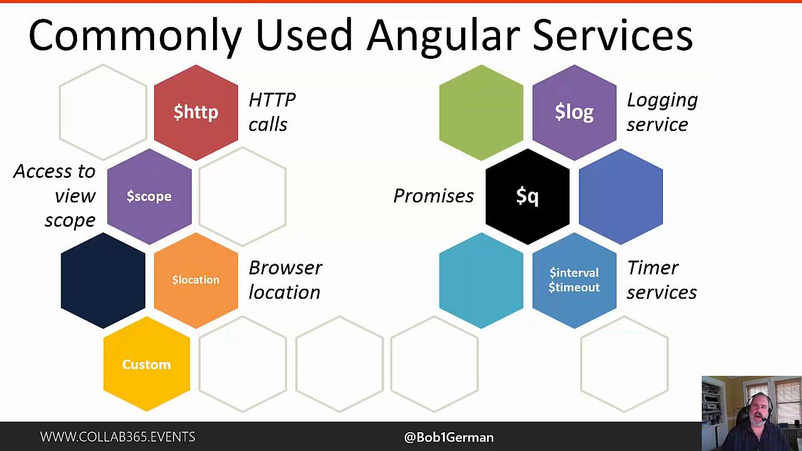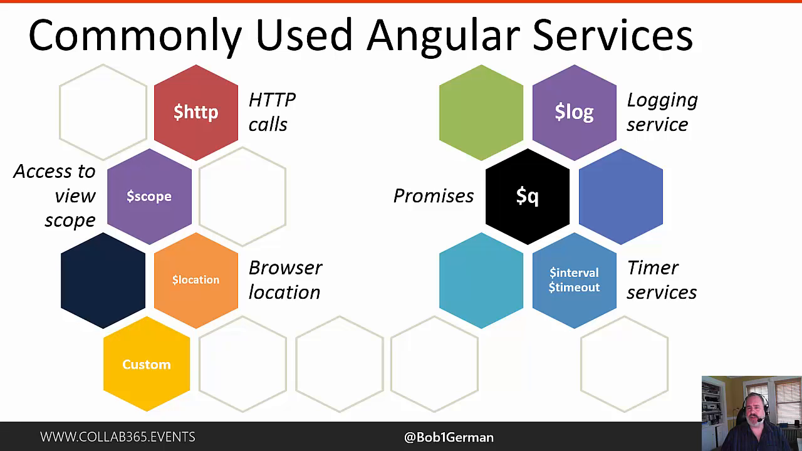Now let's take a look at some of the commonly used services found in Angular. $http is a very handy one. It makes it easier to make HTTP calls, and it works well with the promises object, the $q service, which makes it a lot more manageable to do asynchronous operations.